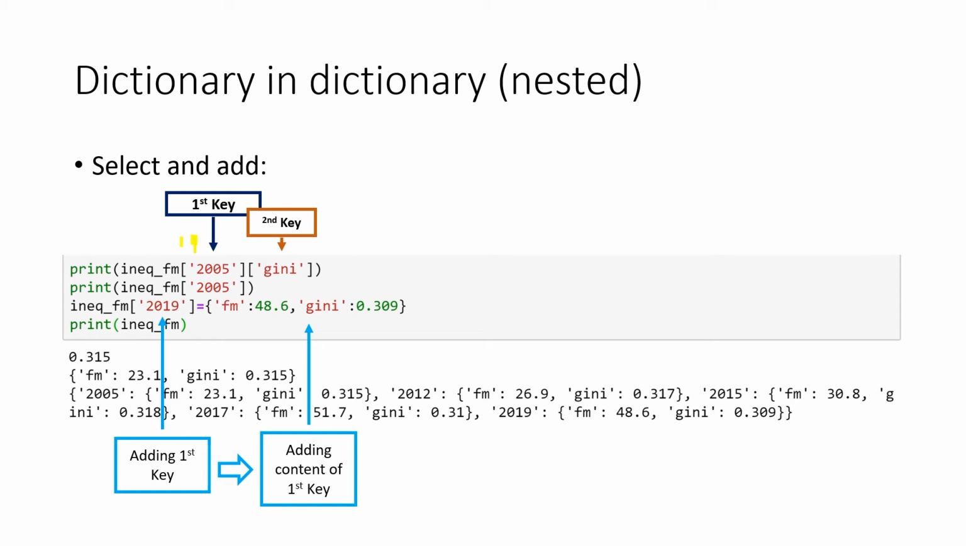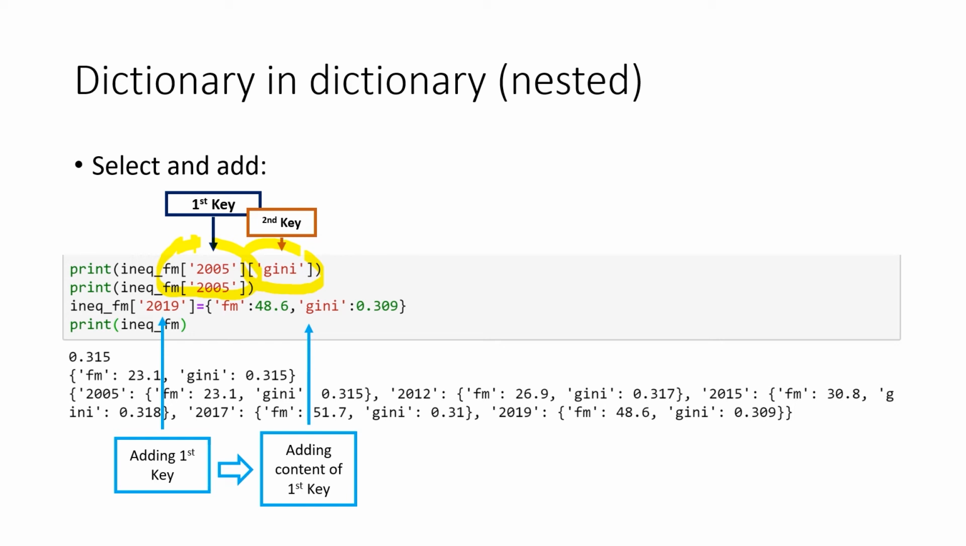And how can we select or add and overall work with our dictionary? We do that by first accessing our primary or first key, and then we access our second key to get to our actual lookup value. So in this case, first we want to search for the key 2005. And because we don't want to print out the whole dictionary that is stored in 2005, we also call the Gini as our second key, because we are only curious about the value that is stored in 2005 and Gini. So our result would be here 0.315.